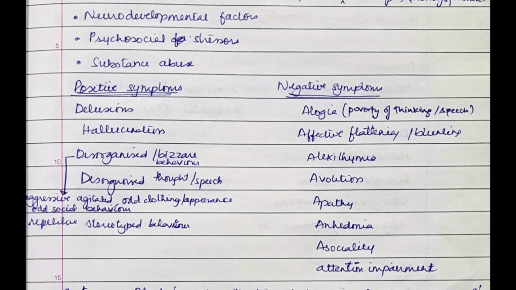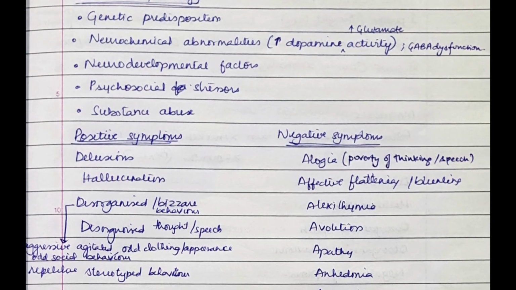Coming to negative symptoms, that is very important. They will have poverty of thinking and speech, that is known as alogia. Then affective flattening or blunting, which is reduced emotions. Then alexithymia. Avolition. Apathy. Anhedonia. What is anhedonia? Anhedonia means previously he was having pleasure in doing works, but in the same work now he has lost the interest. Then asociality and attention impairment. So these are the negative symptoms of schizophrenia.